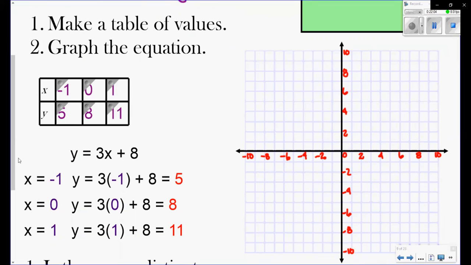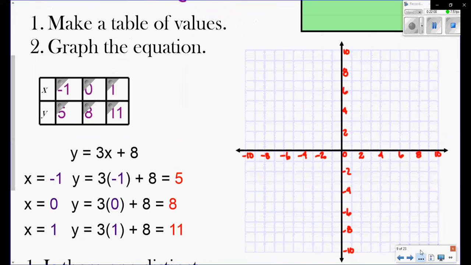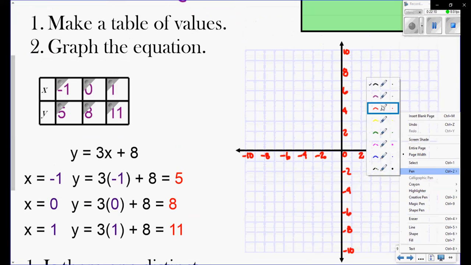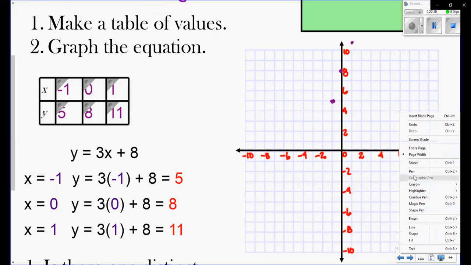Once I have my table, I can start plotting the points, which I will do using purple. The first one is -1, 5. Then 0, 8. And then we have 1, 11, which would be over here, so I'm just going to guess it. And now I'm going to connect them.